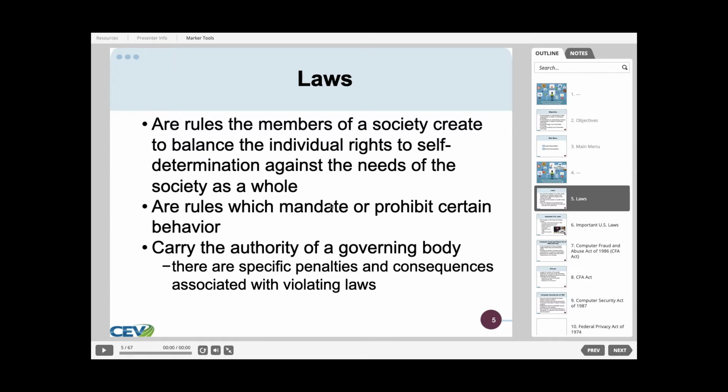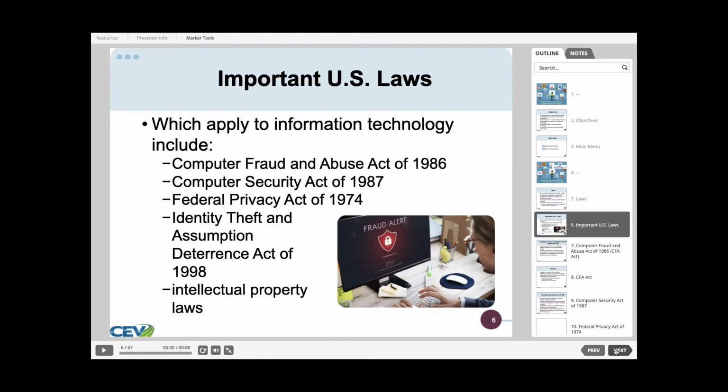So, rules which mandate or prohibit certain behavior. There are rules at home. There are rules when you're outside. There are rules that happen on campus. And the members of a society create balance. There's going to be a little bit of negotiation to see what the rights of somebody are versus if something a person is doing is affecting somebody else, right?